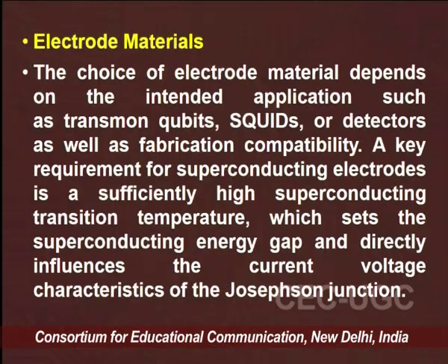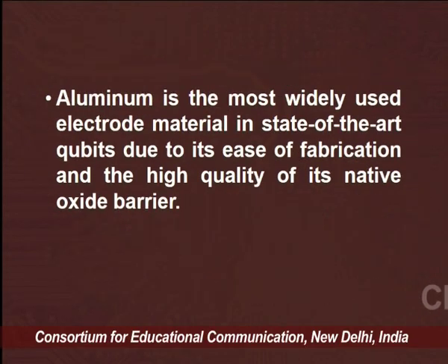The choice of the electrode material depends on the intended applications such as transmon, qubit, SQUID or detectors, as well as the fabrication capabilities. So, a key requirement for the superconducting electrodes is the sufficiently high superconducting transition temperature, which sets the superconducting energy gap and directly influences the current voltage characteristics of the Josephson junction. So, aluminum is the most widely used electrode material in state of the art qubits due to its ease of fabrication and high quality of its native oxide barrier.